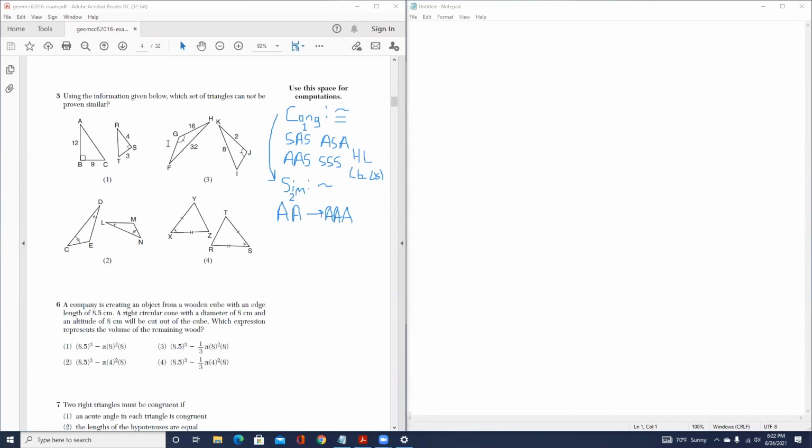And choice 3, we have what looks like a side-side angle. Keep in mind that that does not prove similarity nor congruence.